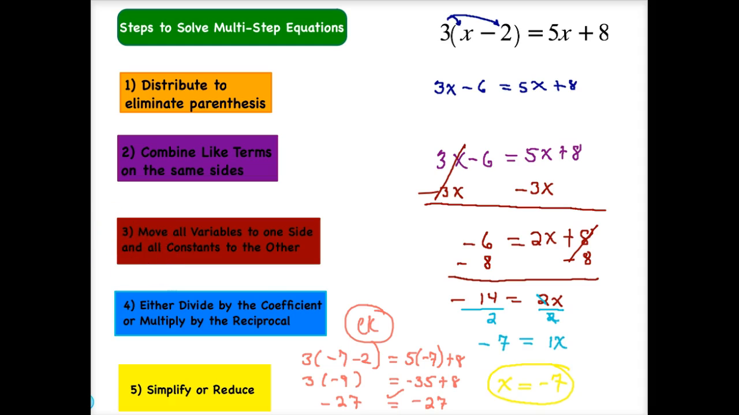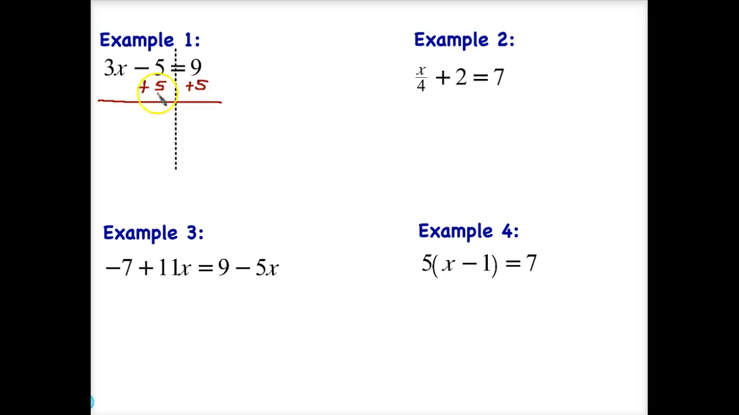So we would jump to step 3. Move all variables to one side and all constants to the other. I am moving this constant to the other side by adding 5. Notice that I have put an imaginary line here where my parentheses is to ensure that I keep things on the left side and the right side separate. The fourth step says to either divide by the coefficient or multiply by the reciprocal if there was a fraction. Well, we don't have a fraction, so I'm dividing. When I do that, I'm left with x is equal to 14 over 3.